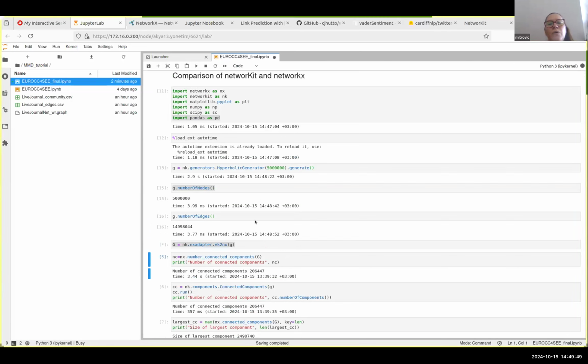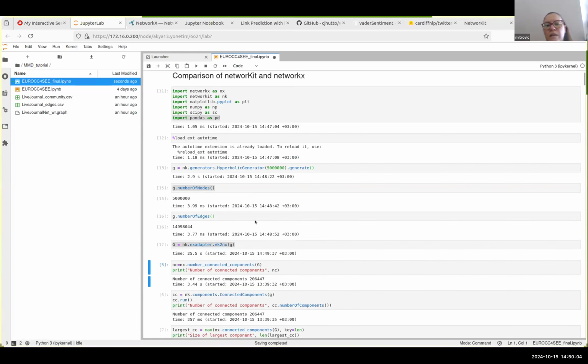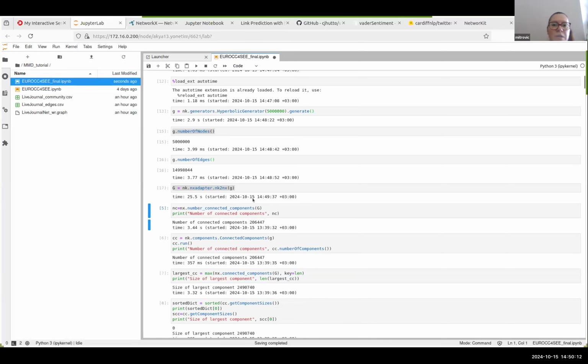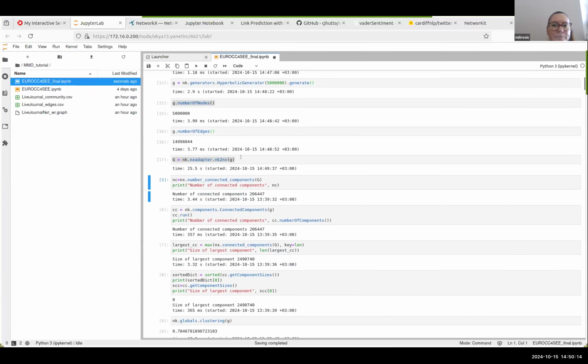NetworkX and NetworkKit both have these structures or objects in which they store graphs. In both cases, you can either first start by defining this object and then adding nodes and edges, or you can actually use these graph generators to create it right away. So as you can see, we translated our graph that was created in NetworkKit to NetworkX.